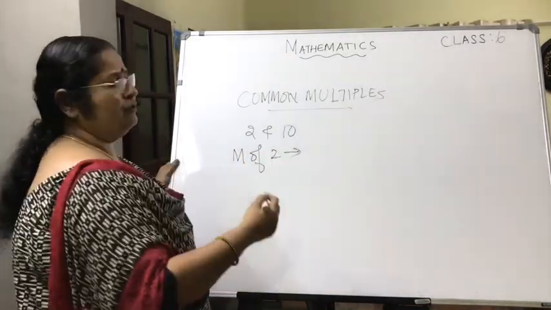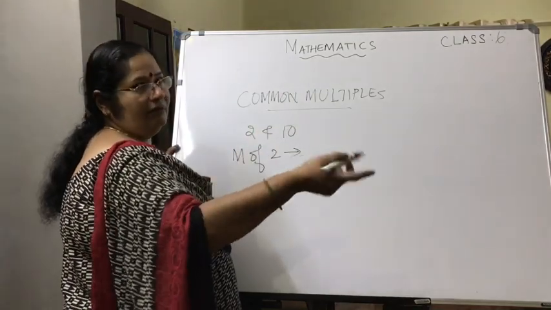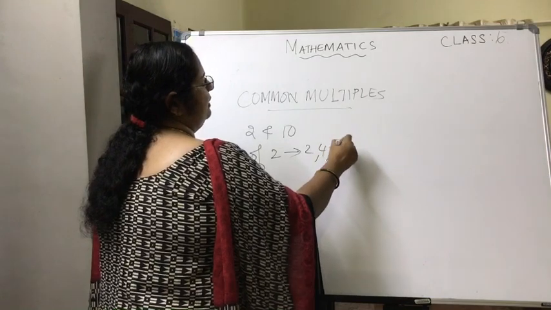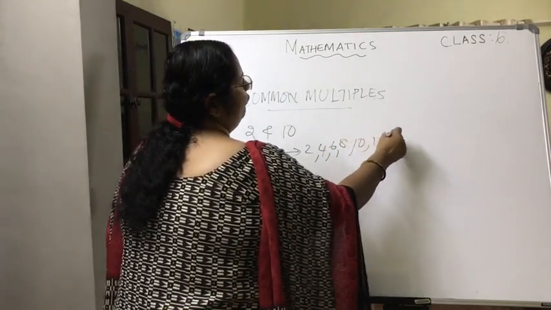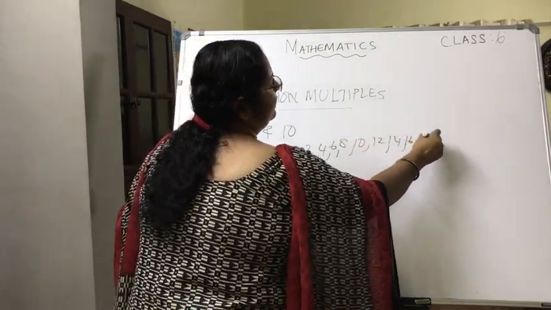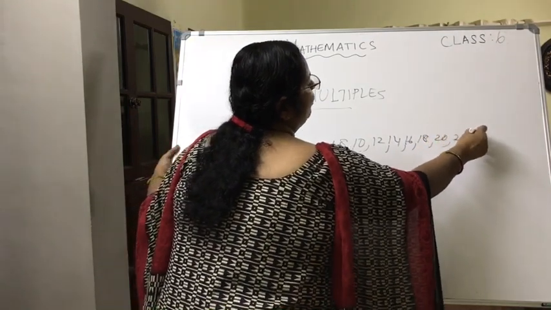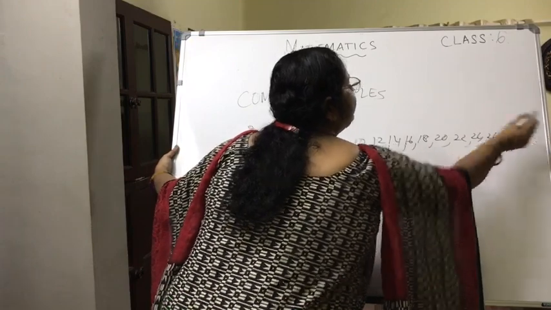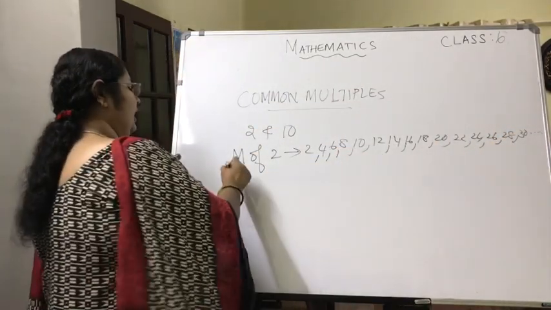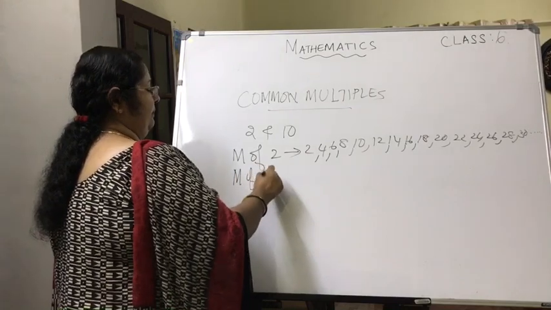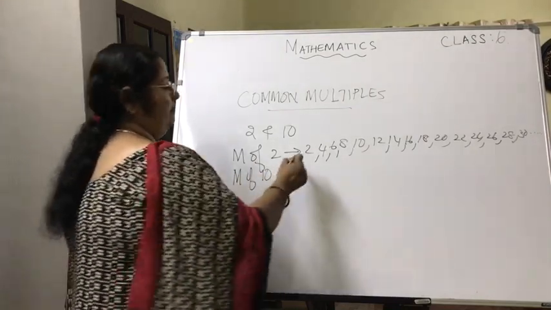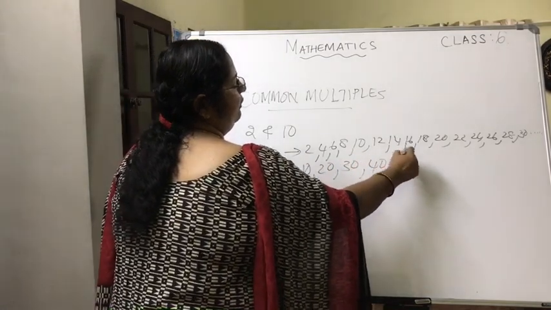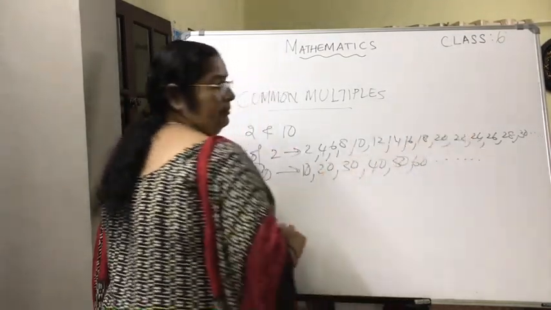A few multiples you find. Which are multiples of 2? Very easy to find out. Just go for the table of 2: 2, 4, 6, 8, 10, 12, 14, 16, 18, 20, 22, 24, 26, 28, 30. Like that it is going because it is infinite. Now you will find a few multiples of 10: 10, 20, 30, 40, 50, 60, going on and on.